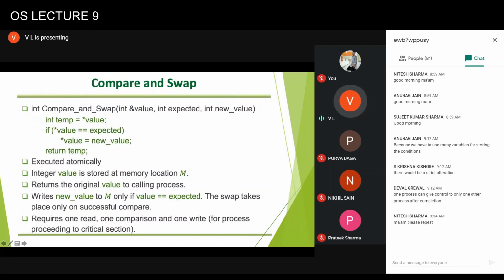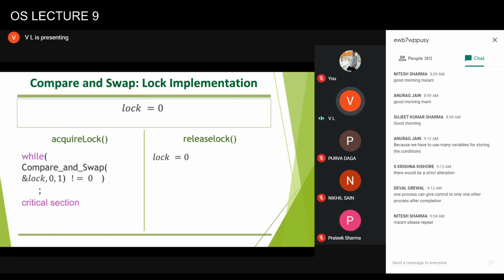So other processes will not write, only the winning process, which is getting to the critical section, will be writing. So for that process, it will be a read and write operation. But for other processes, it will be just a busy wait through reading only.